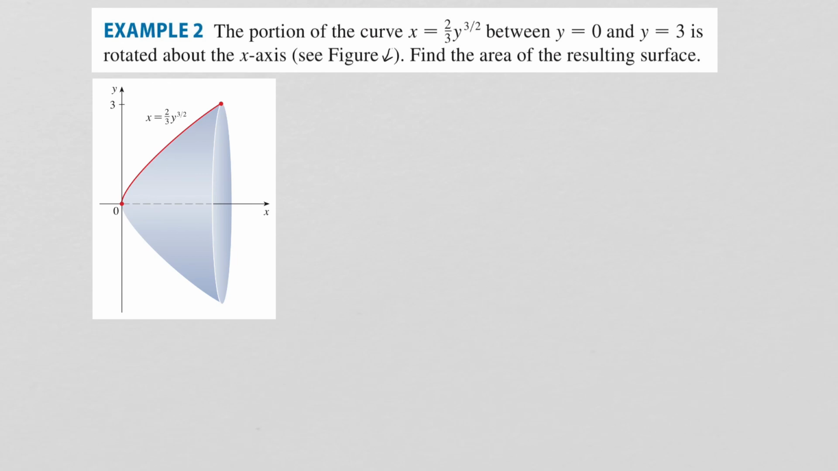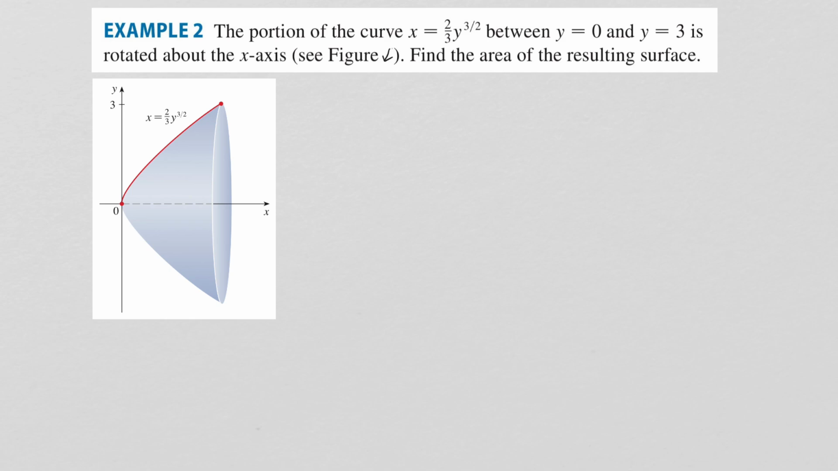In our second example, we have a curve x equals 2/3 times y to the 3/2 between y equals 0 and y equals 3. And it's rotated about the x-axis. Okay, so notice that they've given us everything in terms of y, but we are rotating about the x-axis.